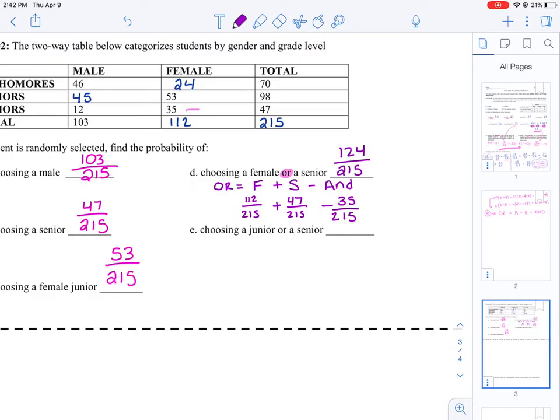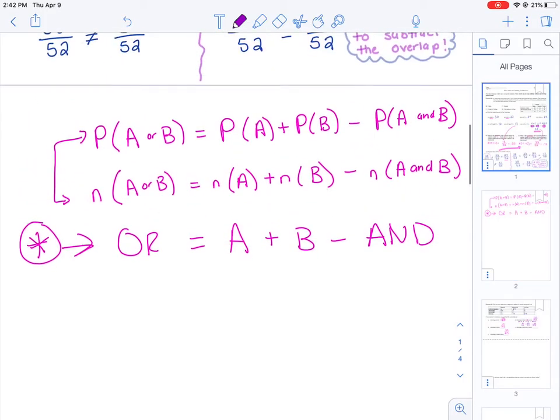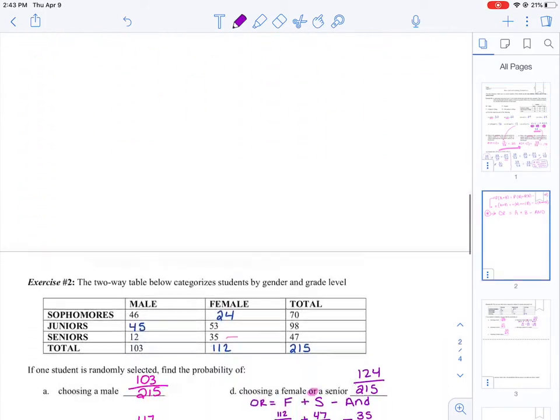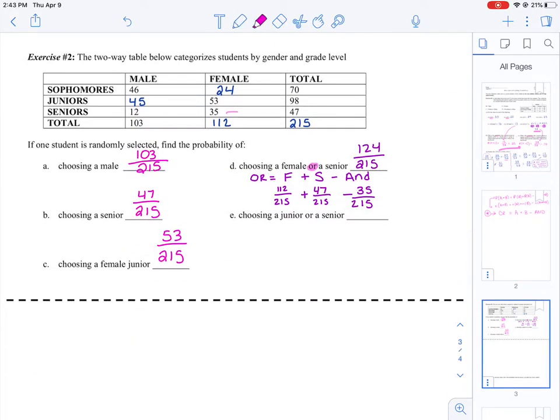Now, because I did say that there were these two formulas, I could do this with a probability, or I could do it with the number of people in that category. If you just wanted to add the 112, the 47, and subtract the 35, I would still get this 124, but remember we're finding a probability, so I need to divide by that total of the 215. But if you don't want to type in all of these fractions into your calculator, you don't have to, and you could just do those top numbers if you would like.